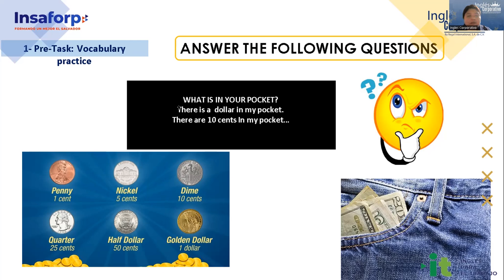For example, Dora, you can use this structure. Pueden utilizar estas estructuras. There is a dollar. There are 10 cents in my pocket. Dora, tell us, Dora.